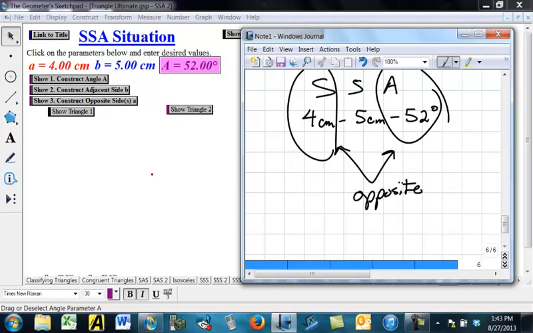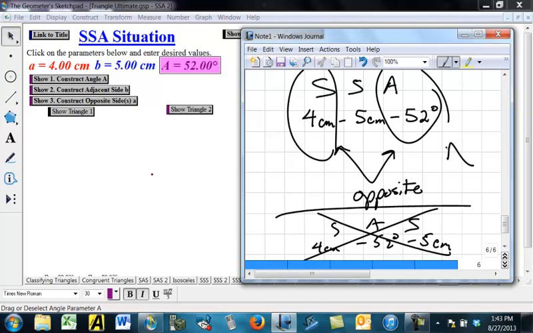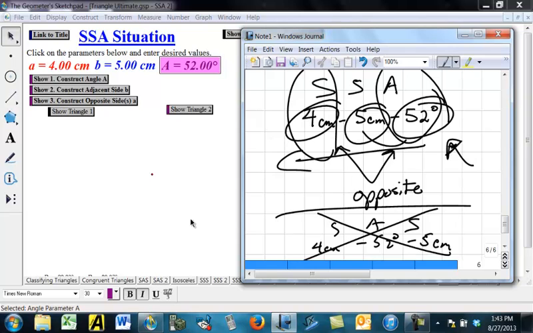This is different than a 4 centimeter, 52 degrees, 5 centimeter, which is a side angle side situation. So we're not doing that one, we're doing this situation here. So to do this, we're actually going to do it this way. We're going to start by getting the angle, then the adjacent side, and then the opposite side.